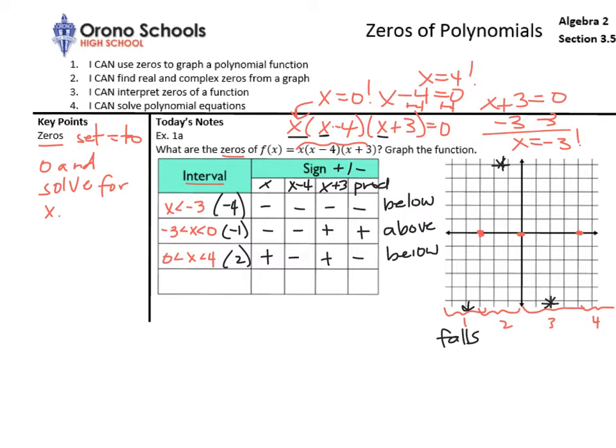Last but not least, we need one final interval greater than 4. Let's go ahead and plug in 5 and we'll see what happens. 5 itself is positive. 5 minus 4 is 1, which is technically also positive. And 5 plus 3 is 8, which is also positive. And that means it's positive for your product. We'll end up on the right with our graph above the x-axis. So that means to the right, it's going to go up towards positive infinity. It's rising. So we'll say it rises.